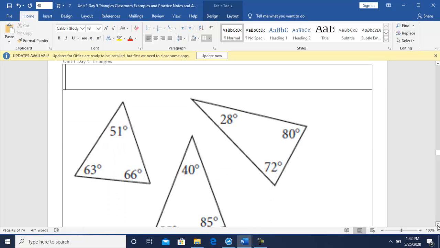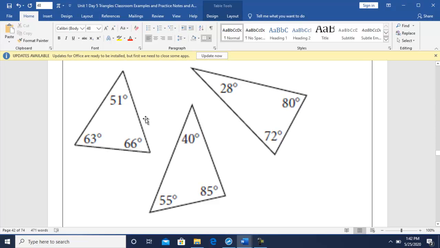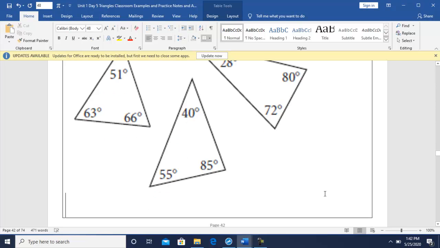All right, the fourth one. Now we're going to look at the angles here. First triangle on the left here: 51, 63, 66. All three angles are less than 90. The middle triangle, 40, 55, 85. All three angles are less than 90. And the triangle on the right, 28, 72, 80. All three angles are less than 90 degrees. So therefore, we would refer to these as acute triangles.